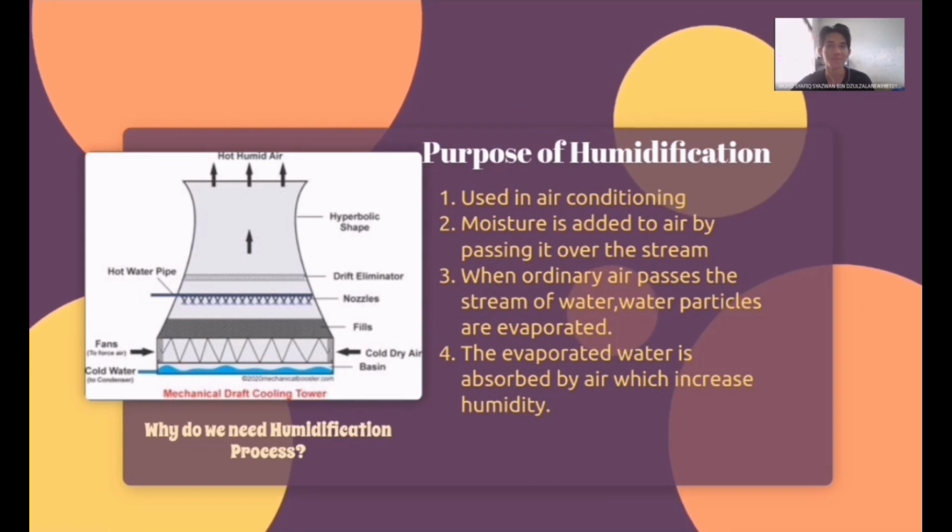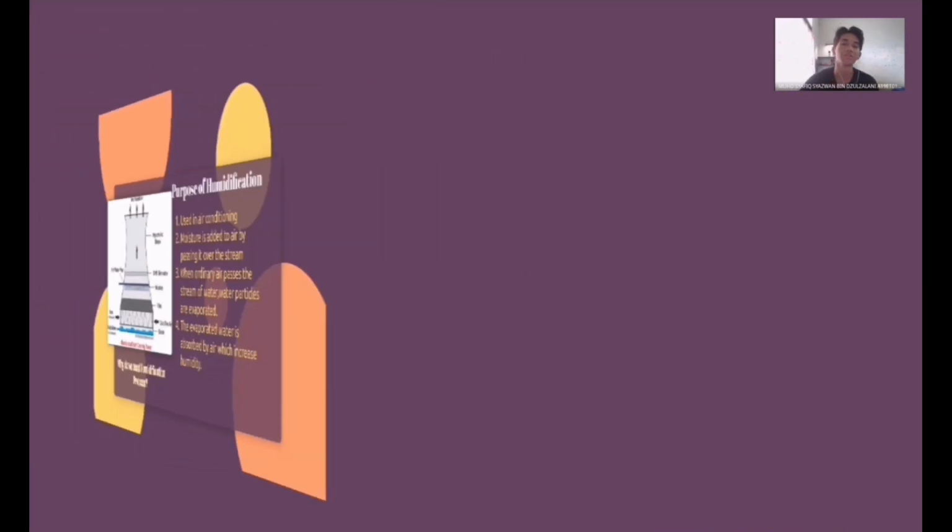In this process, moisture is added to the air by passing it over a stream or spray of water, which is at a temperature lower than the dry bulb temperature of the air. When the ordinary air passes over the stream of water, the particles of water present within the stream tend to get evaporated by giving up heat to the stream. The evaporated water is absorbed by the air, so its moisture content, thus the humidity, increases.